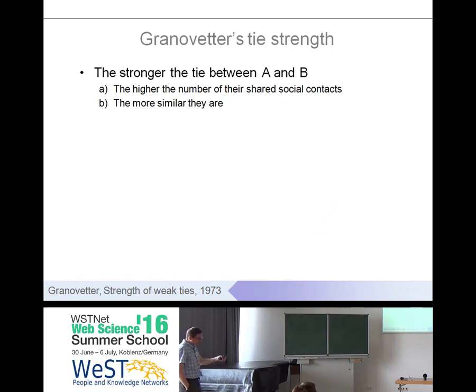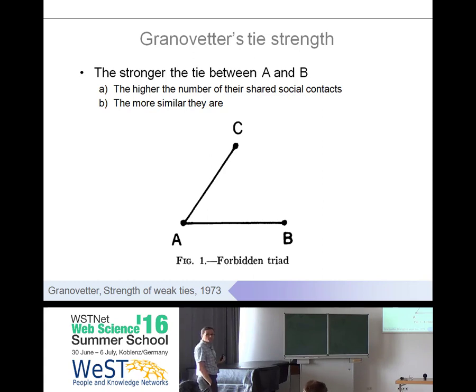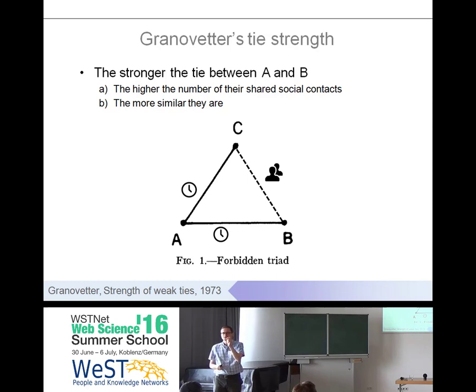And that relates back to Kahneman's theory, which is the stronger the tie between A and B, the more similar they are, and the higher the number of their shared social contacts. And this gets us to the forbidden triad. This gets us to the idea of Kahneman that if A and B have a strong tie with each other, and if A also has a strong tie with C, then there must be a tie between C and B.